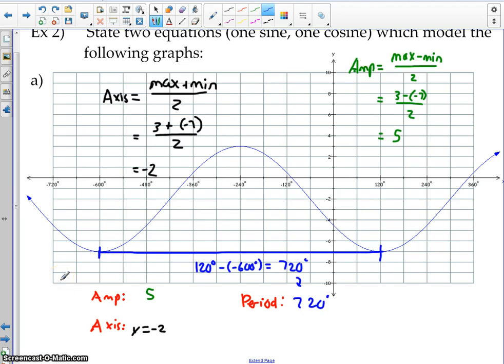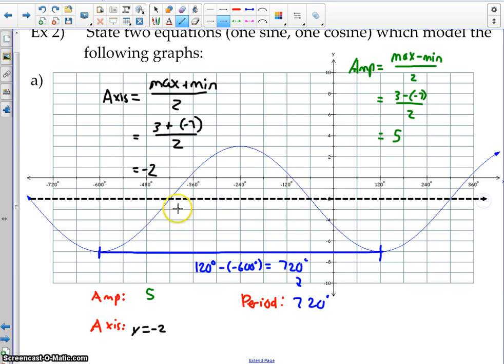Okay, so you should get something like this for those 3 values. Now, I started with my axis. Depending on the graph, you could eyeball it and find the value that's halfway between your max and your min. It's going to be at y equals negative 2. And you can potentially see it visually here if I draw it in.